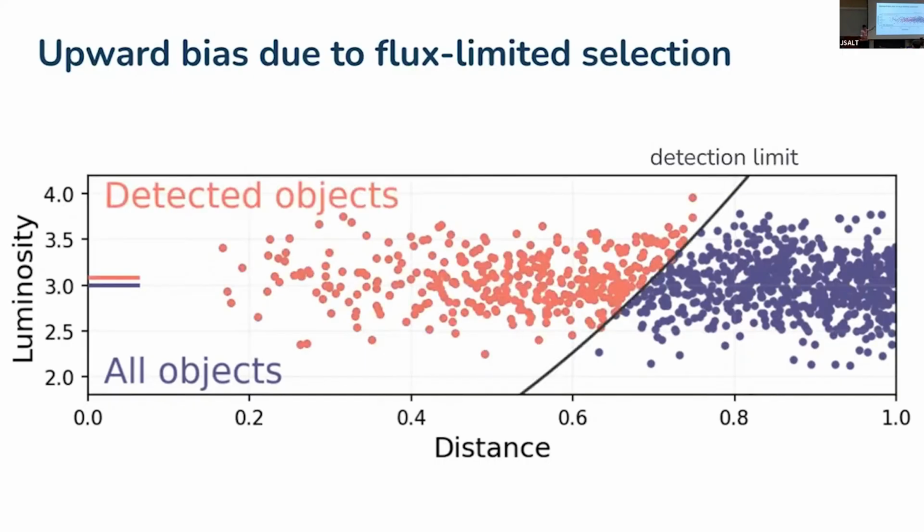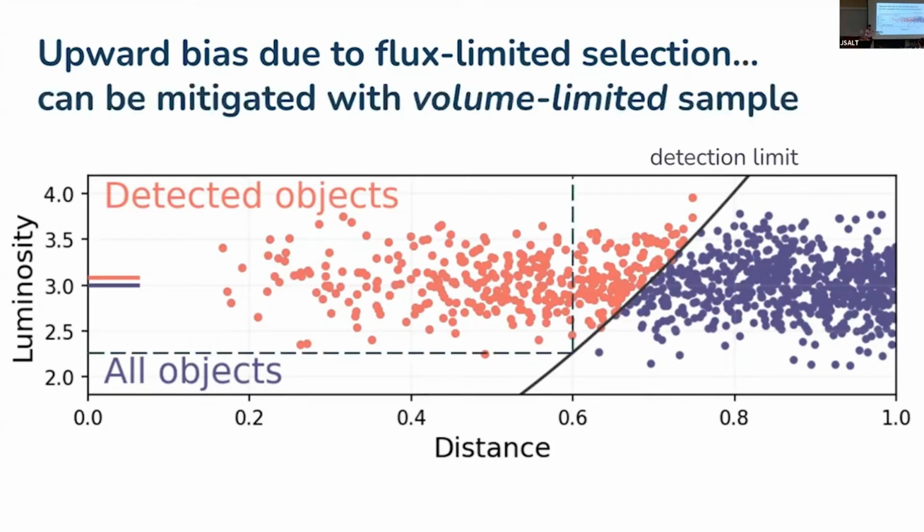But if you make a detection limit, and you say I'm only going to select things above a given flux, you end up with this kind of weird angled thing. This is basically the effect I just mentioned. And what this does is it causes upward bias in your detected object populations, which now gives you the wrong luminosity, right? And so what you actually instead need to do is determine what we call a volume limited sample, not a flux limited sample.